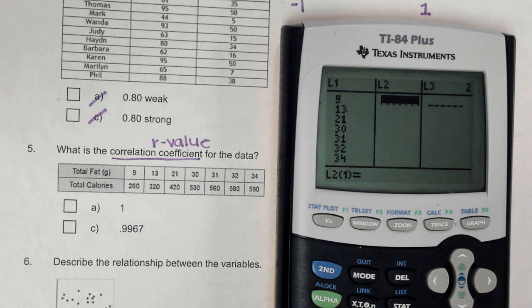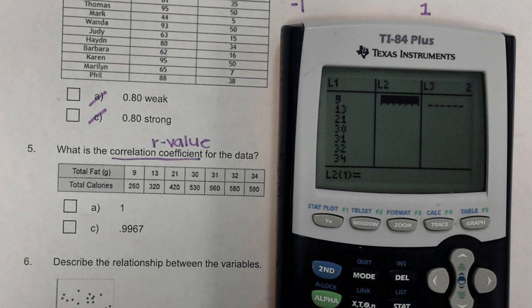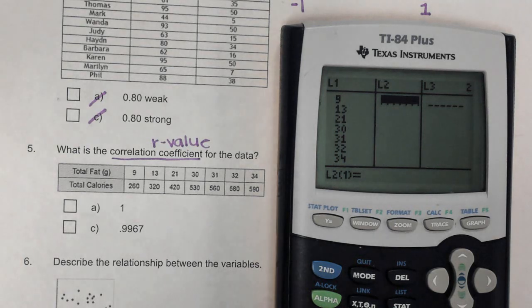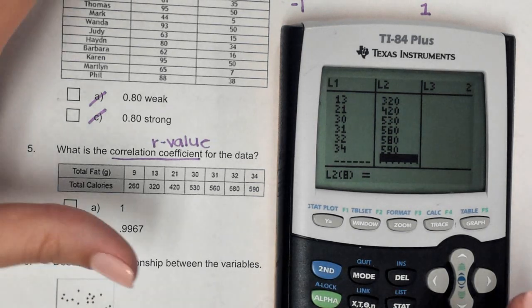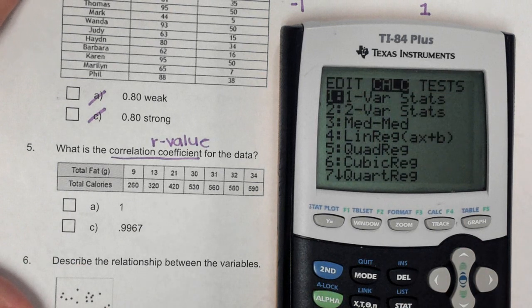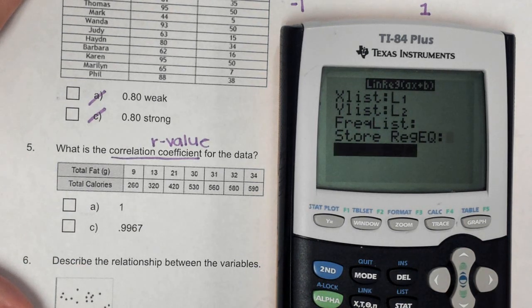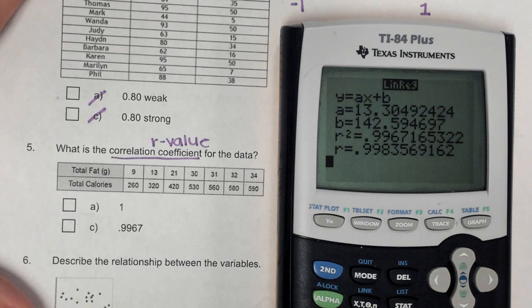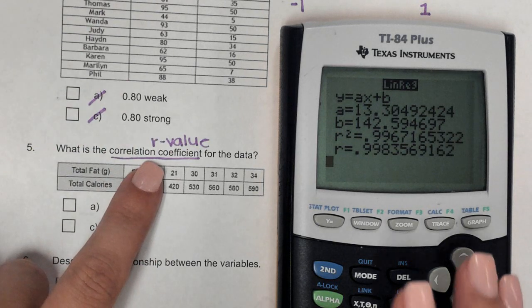Then go over to your L2. I can't tell if that's a 250 or a 260. I think it's a 260. Once you've got your points typed in, you're going to click Stat, Right, 4. And there's your equation. Again, it's just asking for the R value.